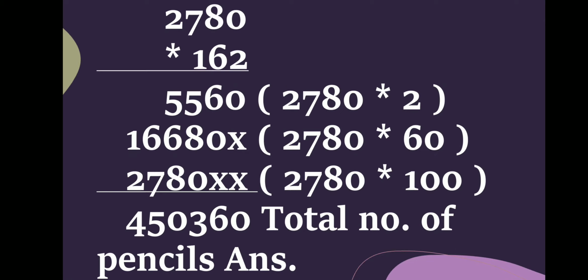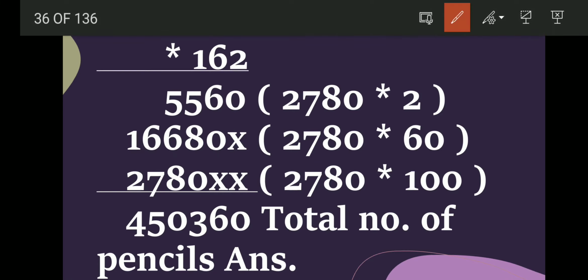See here, 2780 multiplied by 162. Now try to understand once again. See, this 2 is at 1's position, the 6 is at 10's position and 1 is at 100's position. So 2780 multiplied by 2. Then 2780 multiplied by 60, not 6, means at 10's position. So 1 cross. Then 1 which is at 100's position, so 2 crosses. So altogether 4,50,360 pencils were there in 162 boxes.